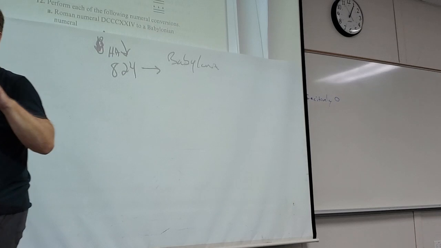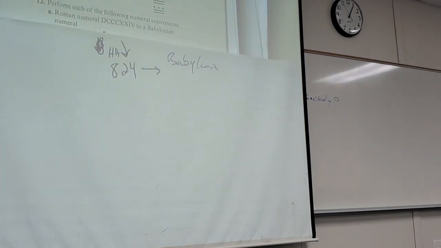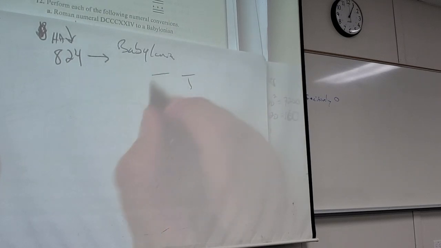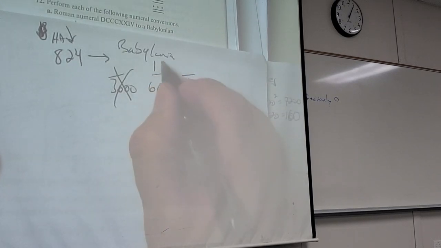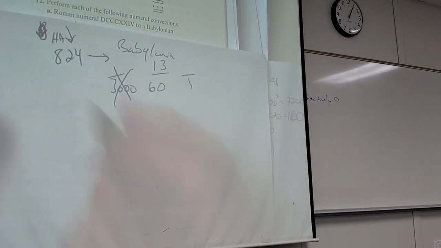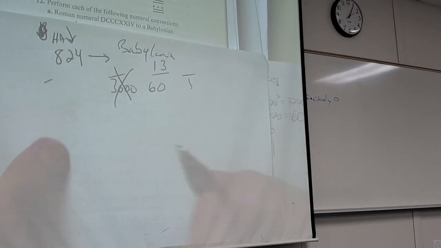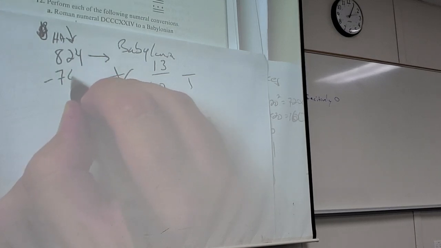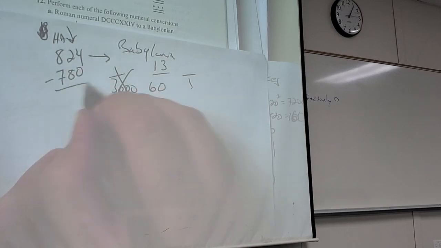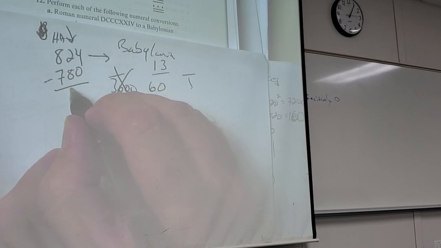Because I know that I divided 824 by 60, I got 13. But of course, I have still more places to go. So you got 13 here? Yes, I have 13 there. And what is that when you do 13 times 60? 13 times 60 would be 780. Good. So how much do you have left to take care of?